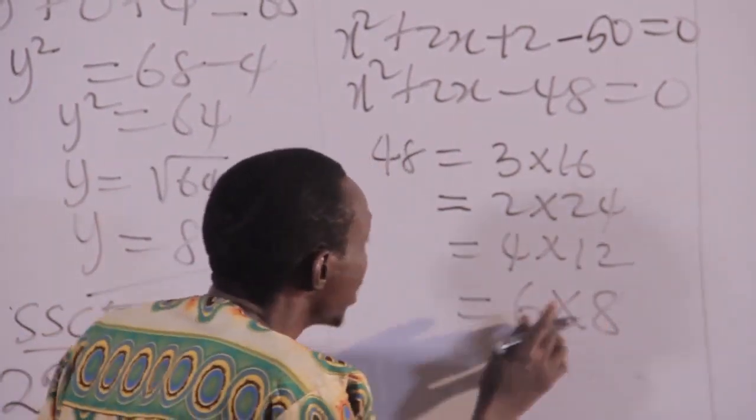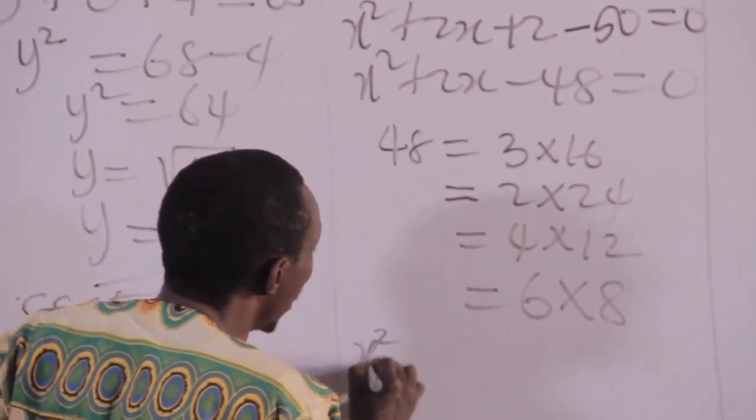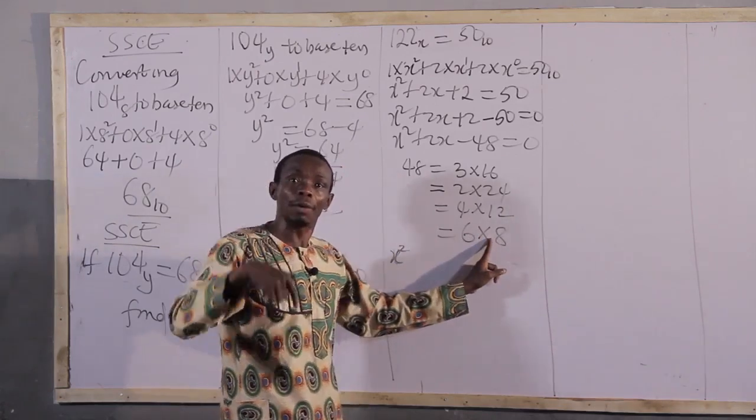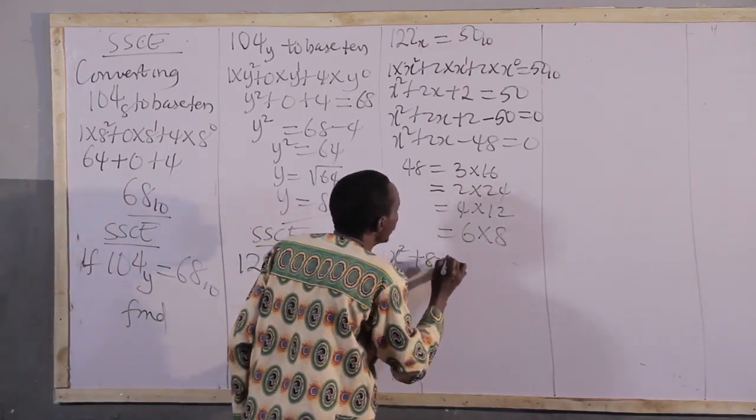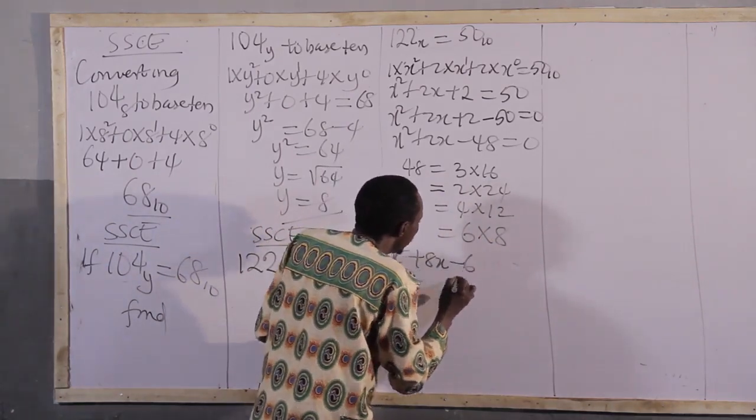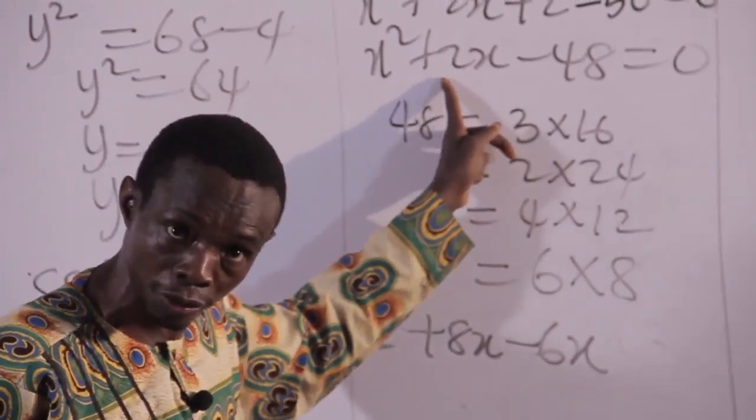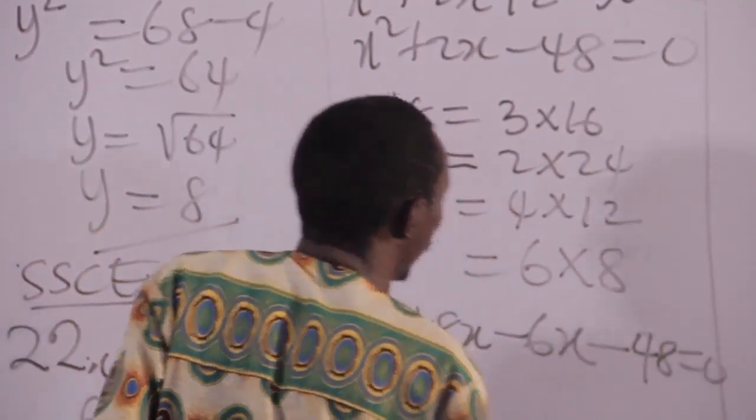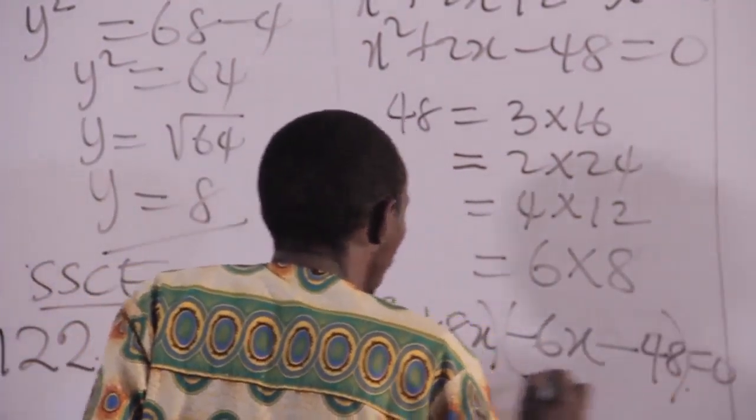You now combine 6 and 8 to get plus 2. How do you get plus 2 from 6 and 8? If you are looking for a positive number, the larger number must carry the positive. So I take plus 8s and minus 6s, which give us plus 2s, minus 48 equals 0. You now bracket and factorize.